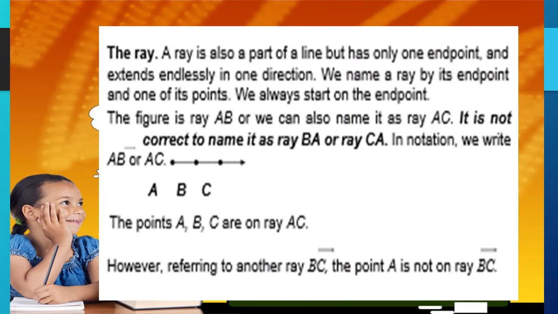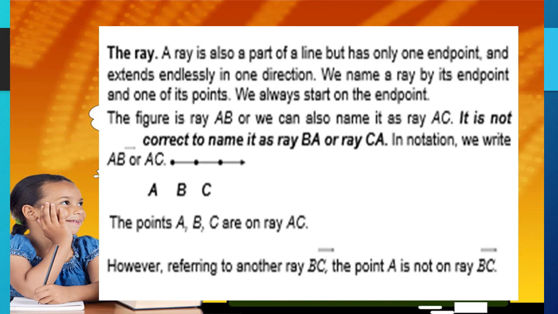The ray. A ray is also part of a line but has only one endpoint and extends endlessly in one direction. We name a ray by its endpoint and one of its points. We always start with the endpoint. The figure is ray AB, or we can also name it ray AC. It is not correct to name it ray BA or ray CA. In notation, we write AB or AC.